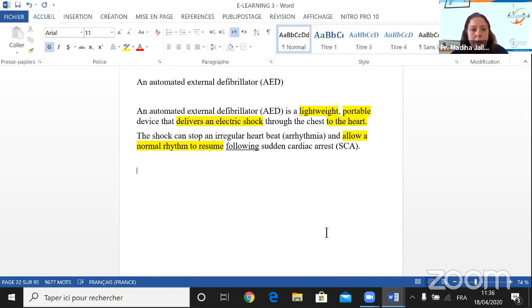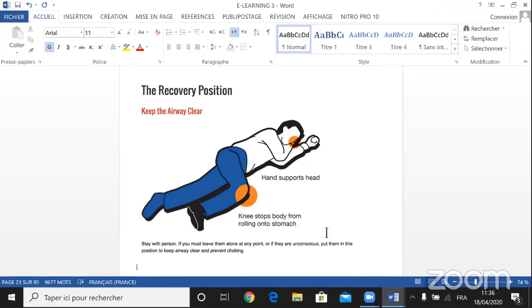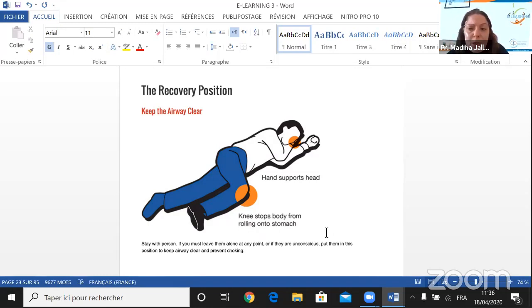Yeah, the final picture shows you the recovery position. What do you use in French for the word recovery position? Position latérale de sécurité. Students usually use this word PLS in French, and in English it has a different name. It's called recovery position. Okay, so here it is a safety position.